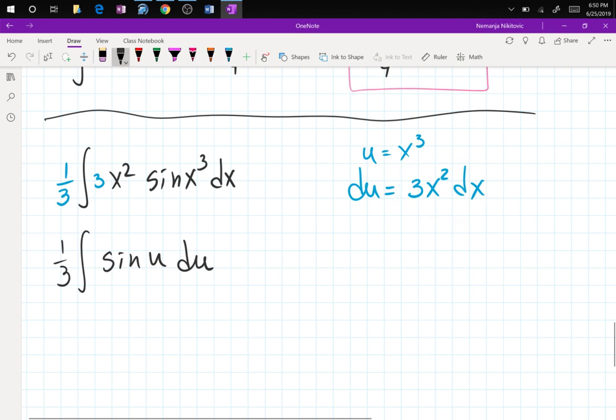And then the integral of sine is, very good, negative cosine plus c. And then I don't care about u, I care about the x. Negative 1/3 cosine x cubed plus c.